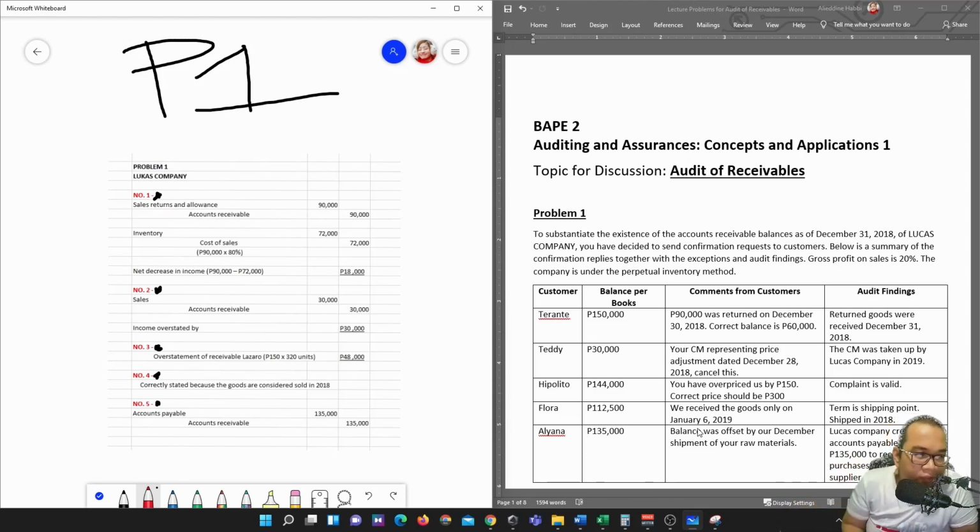And here's the thing. If you're the type of person na gusto makatipid sa time sa pag-aaral, itong accounting ng receivables and payables, fundamentally, pareho lang yan. Nagkakaiba lang yan kung anong point of view ang tinitingnan mo. Kung point of view ng obligee, receivable yan. Pero pag point of view ng obligor, si debtor, accounts payable yan or payable yan basically.